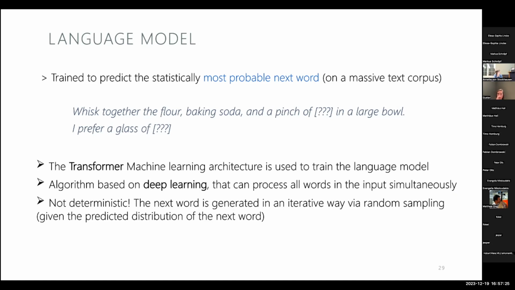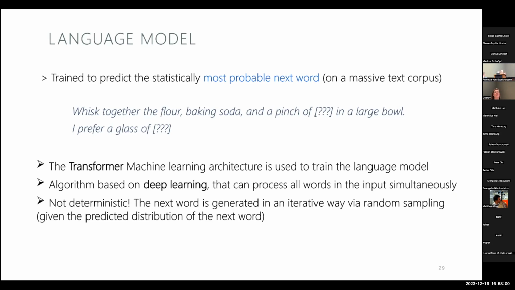So how does it work? It is trained with the specific task of predicting the statistically most probable next word. So that's the task that is given to the algorithm to train the language model. If I ask you, for instance, whisk together the flour, baking soda, and a pinch of, what would you answer? Salt. Salt in a large bowl, or I prefer a glass of Rosé. Rosé. Here you can already feel you have more options, and this is exactly how a language model works as well.